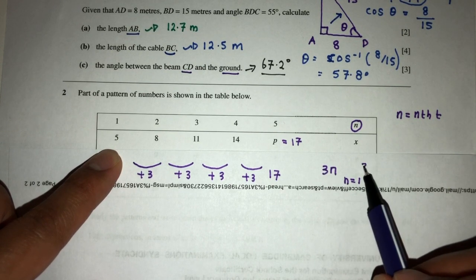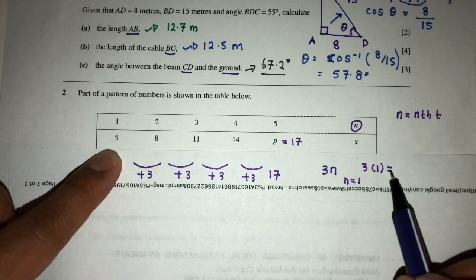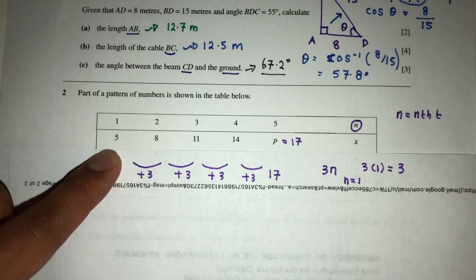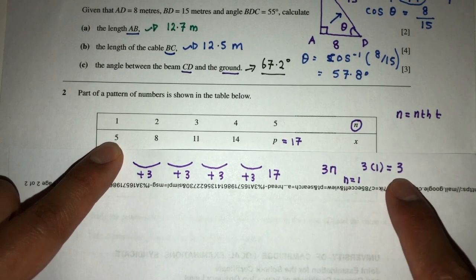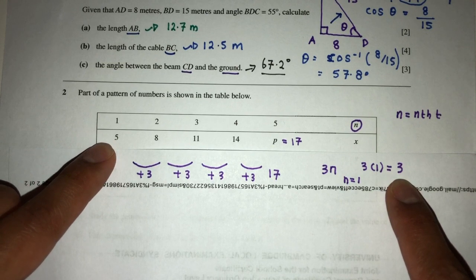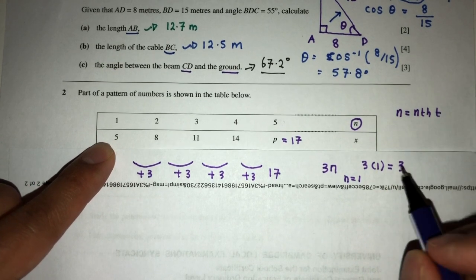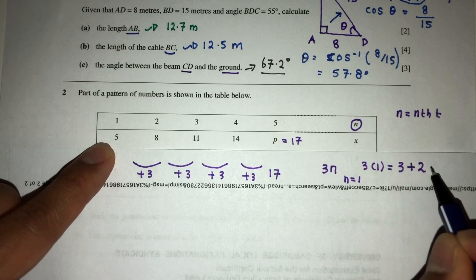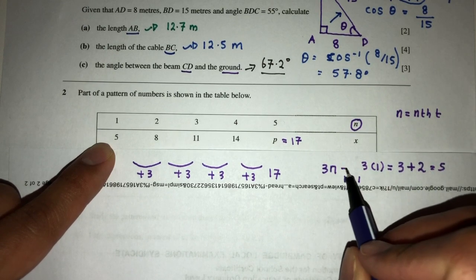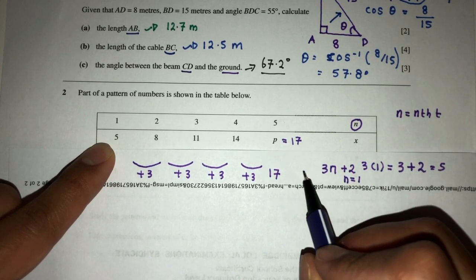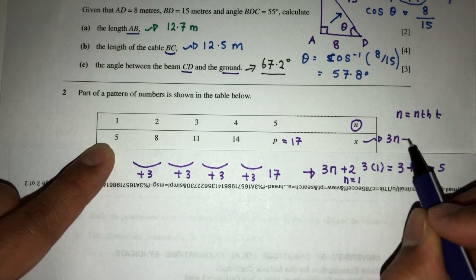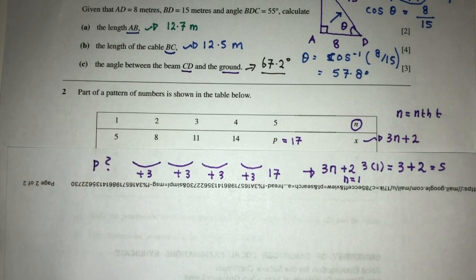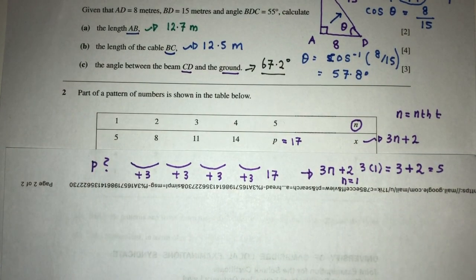So here you will have 3 times 1 is equal to 3. But wait, this is not okay because we are supposed to get 5 for the first term. Now, how do you change 3 to 5? You have to add 2. So 3 add 2 will give you 5. Same way, for 3n, you have to add 2 to find your nth term. So x here will be 3n plus 2. That is the first line for this question.